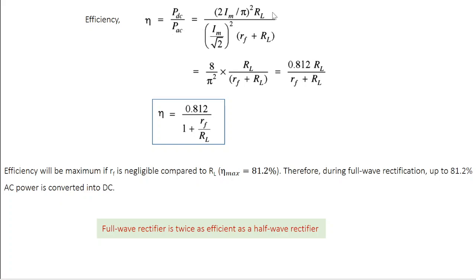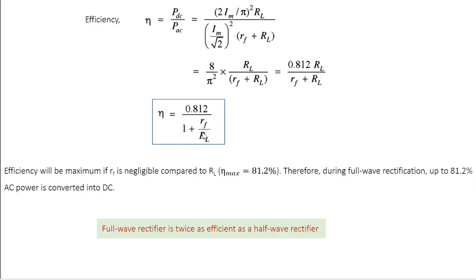So this is 2Im by pi whole square RL divided by Im by root 2 whole square RF plus RL. So you can simplify this as 0.812 RL divided by RF plus RL, or if you take RL to the denominator, you get eta equal to 0.812 divided by 1 plus RF by RL.